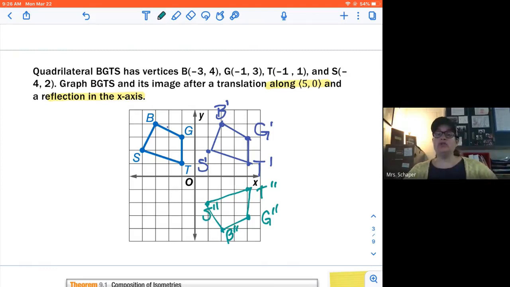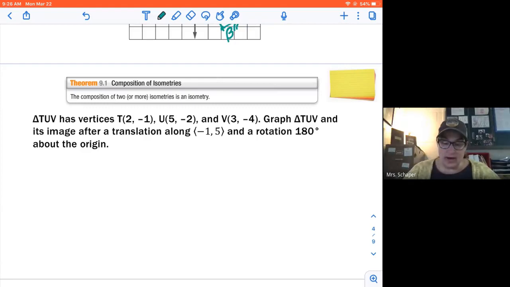Right? You need to do it in the order that it says. That's also very important. Okay, so a composition of isometries. The composition of 2 or more isometries is an isometry. Okay, so isometry is basically we're taking the same thing and creating it. We're not changing its shape or size.